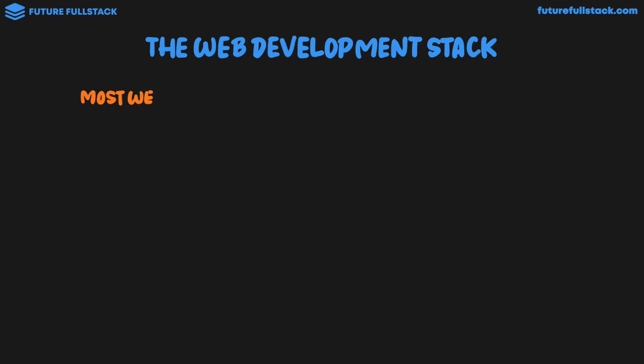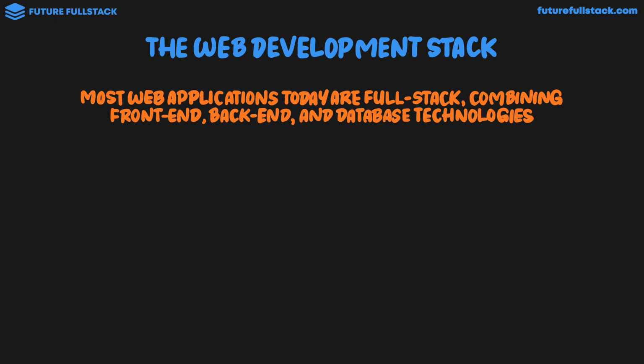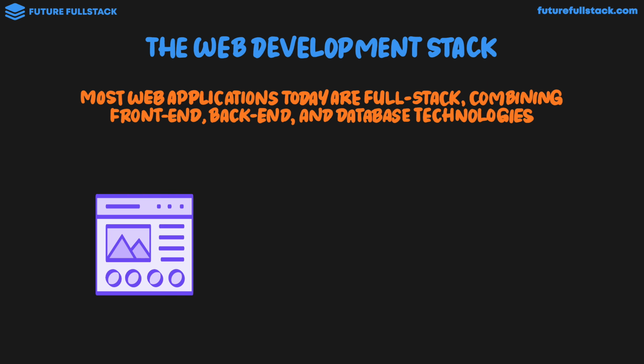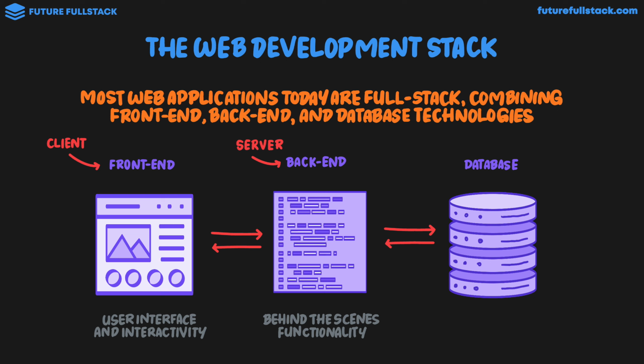So let's now take a look at the web development stack. Most web applications today are full stack, combining front-end, back-end, and database technologies. At the top of the stack, we have the front end, which developers call the client. It is responsible for user interface and interactivity, and is what you and I are seeing in our browsers. The front end will interact with the back end, which developers call the server. The back end handles behind-the-scenes functionality. The back end then interacts with the database, which, as the name suggests, stores data.